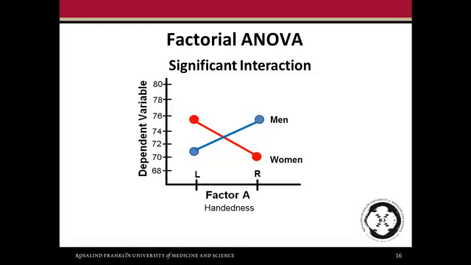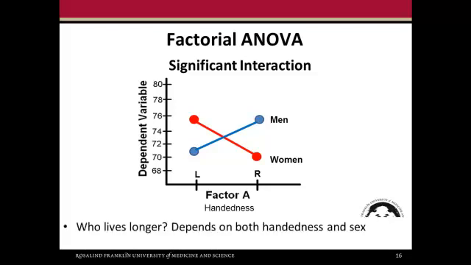However, because the lines actually cross, we would have an interaction occurring here. So in this case, we would say that left-handed women survive longer than left-handed men. However, right-handed men survive longer than right-handed women. So because the lines cross, we have an interaction. Whether or not that's statistically significant, we would have to do the analysis and look at our F statistic. So who lives longer? Well, it depends on both the handedness and their sex. So we have some interaction between these two different factors.